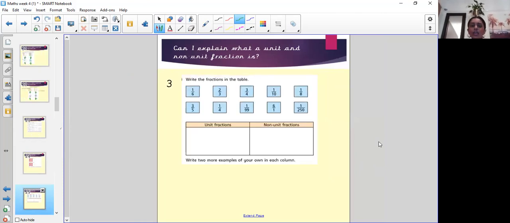And finally, write the fractions in the table. So which ones are unit fractions and which are non-unit fractions. You can also use your own examples as well. So think carefully. Remember what we've been learning about today. A unit fraction has 1 as its numerator, and a non-unit fraction has anything but the number 1 as its numerator. So that should be a bit of help for you to do that. Remember, your extension will be to add your own in each column. You could always do that in a different color so I can see that you've used your own examples as well.